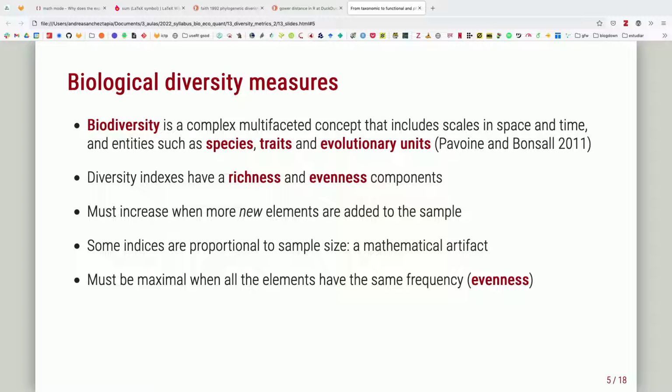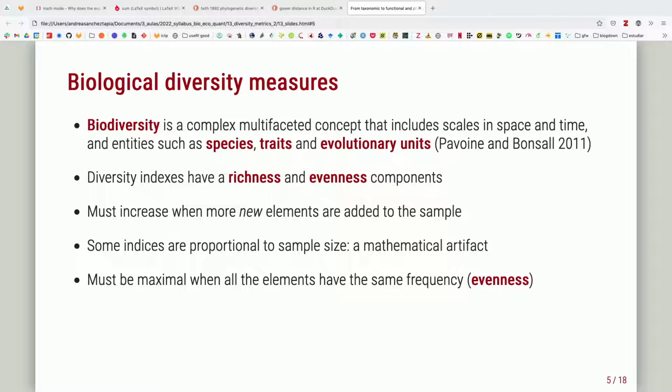If we have two communities that have the same number of elements, for example, 5 species, the community that is more even, so we expect pi to be, for example, 0.2, 0.2, 0.2, 0.2, 0.2, is going to be more diverse than a community that has the same 5 species but an uneven distribution among them, because dominance here will be higher. So dominance and evenness are opposed concepts.